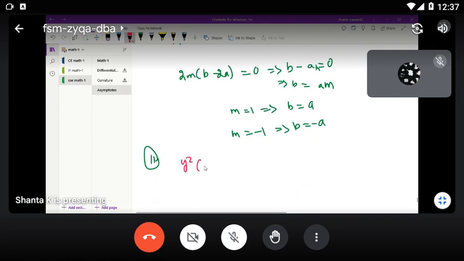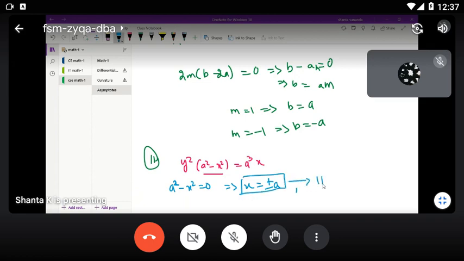y square times (a square minus x square). You can see here y square is the highest degree term, so the coefficient, if you put this to 0, a square minus x square equals 0. Then we only have asymptotes x equals plus minus a. These two are horizontal asymptotes. It's a fourth degree term, so a maximum of 4 asymptotes.